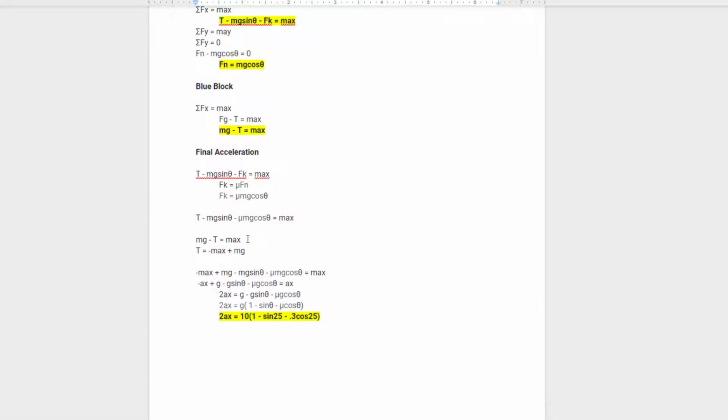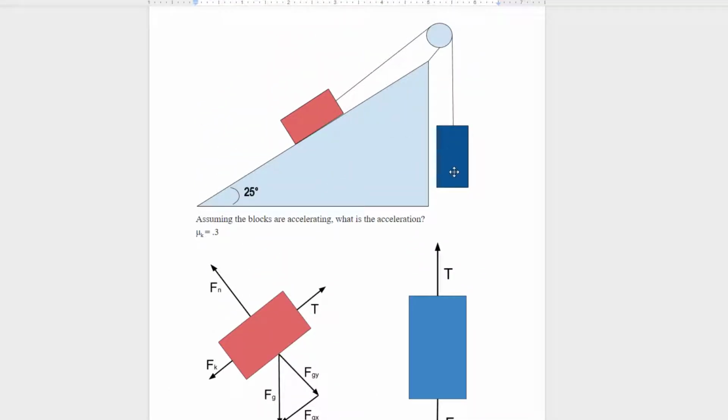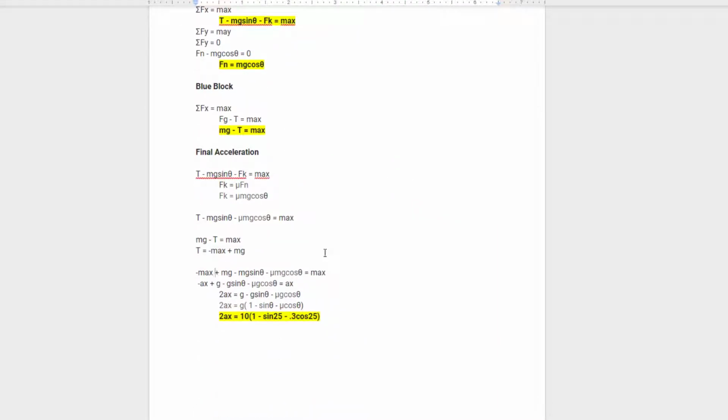Alright, before wrapping up this problem, I do want to point out one thing. As you could see, in this right here, we have mass everywhere, but then we could cancel everything out, which means mass does not affect the acceleration of this problem. All right? It eventually cancels out. So we have this final equation, and I have just calculated this side of the equation to be 3.1.